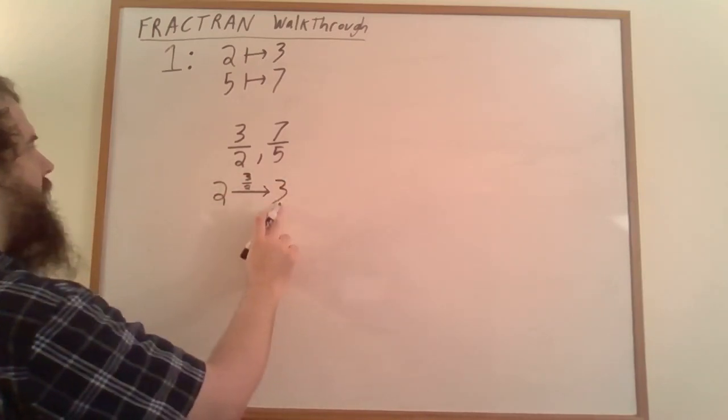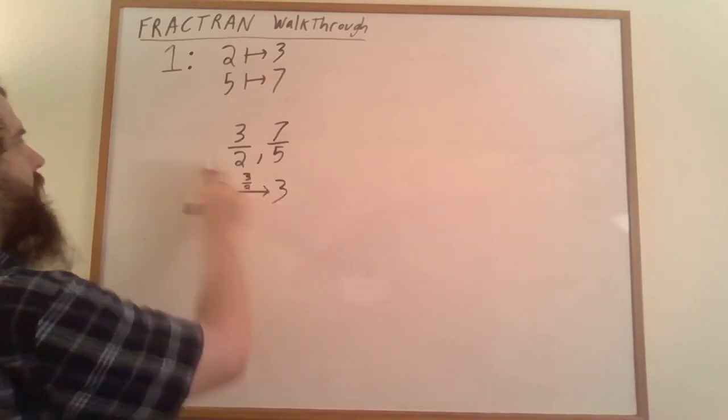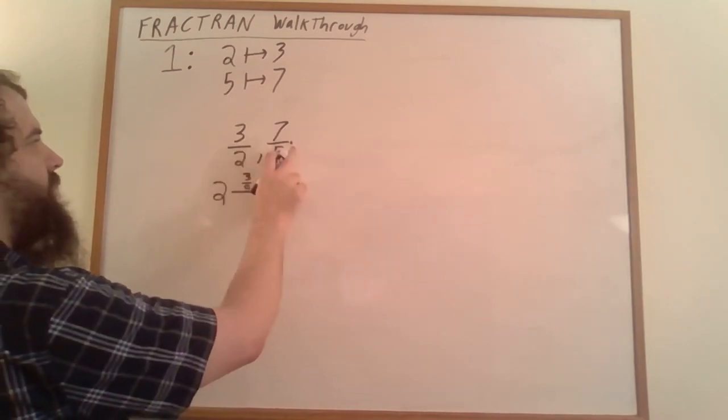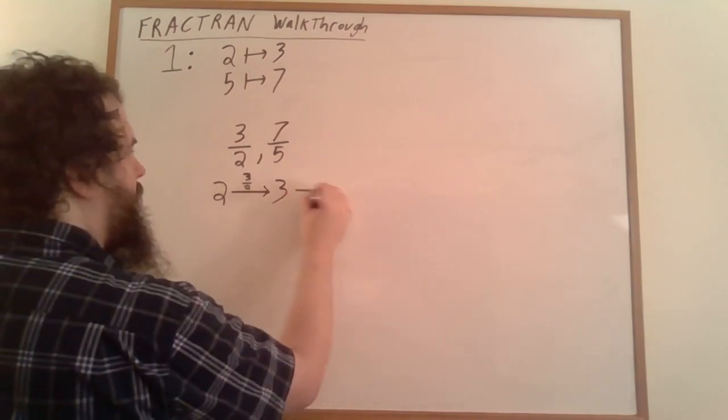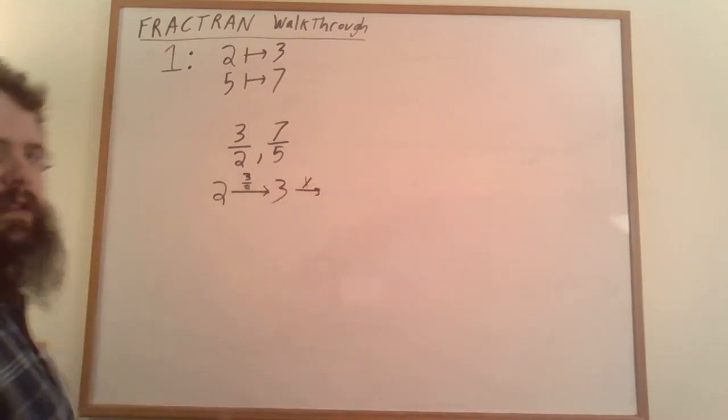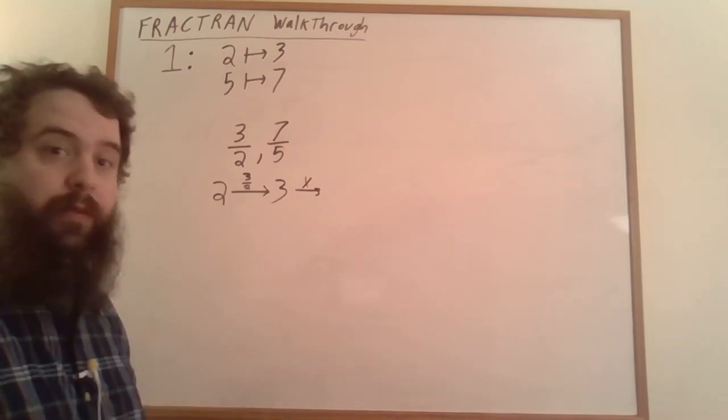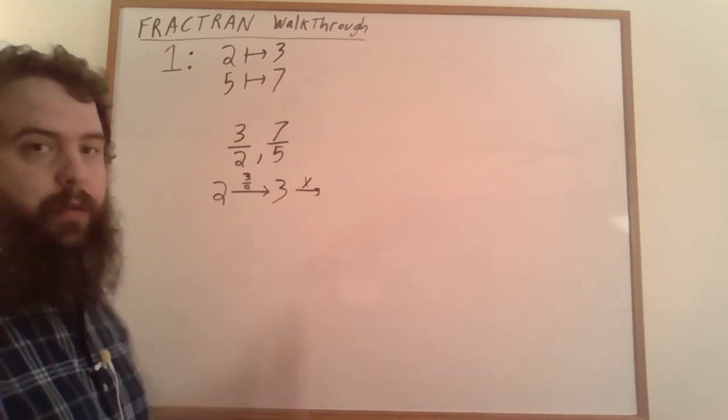And then we try running the program on 3. We try multiplying 3 by each of these fractions, and we don't wind up getting a natural number. So nothing happens, and we wind up stopping at 3. So if we input 2, we output 3.